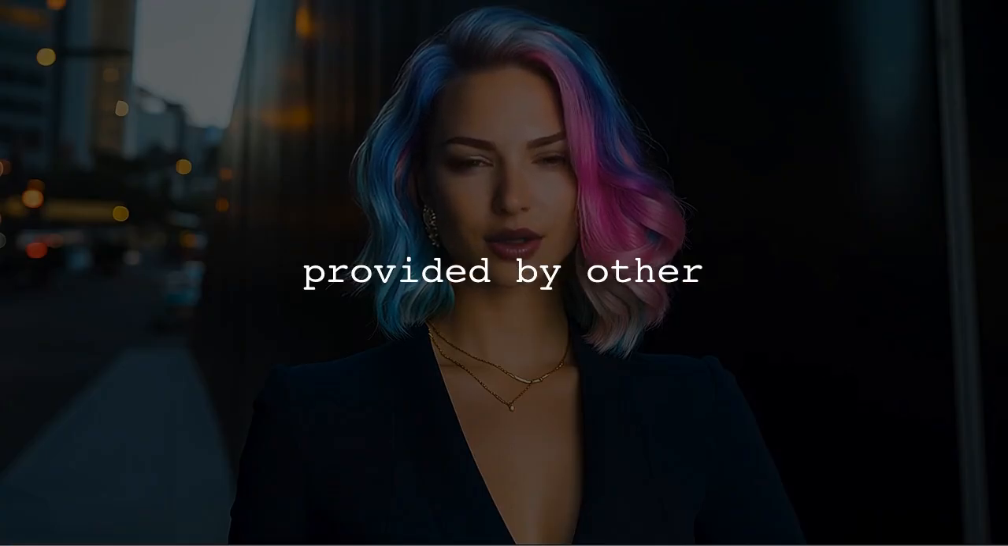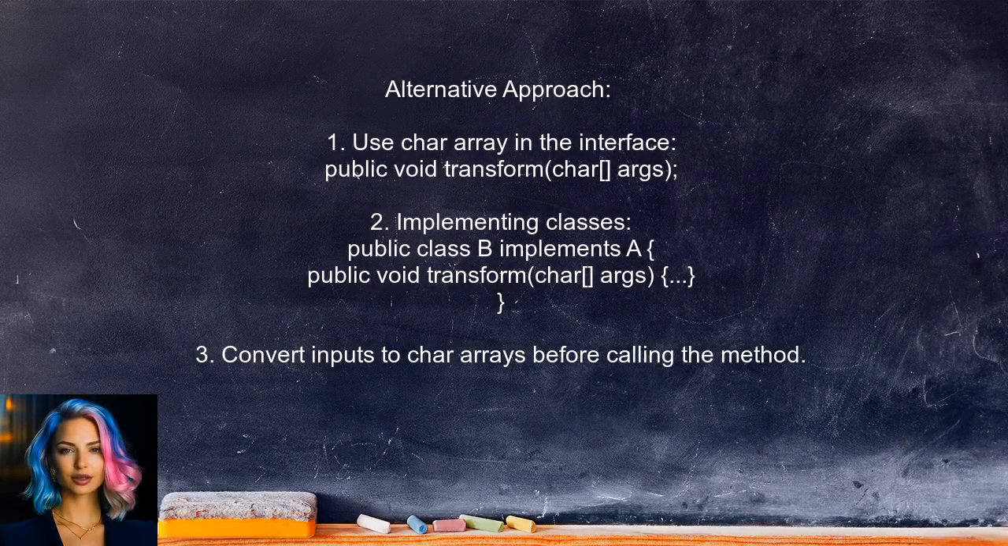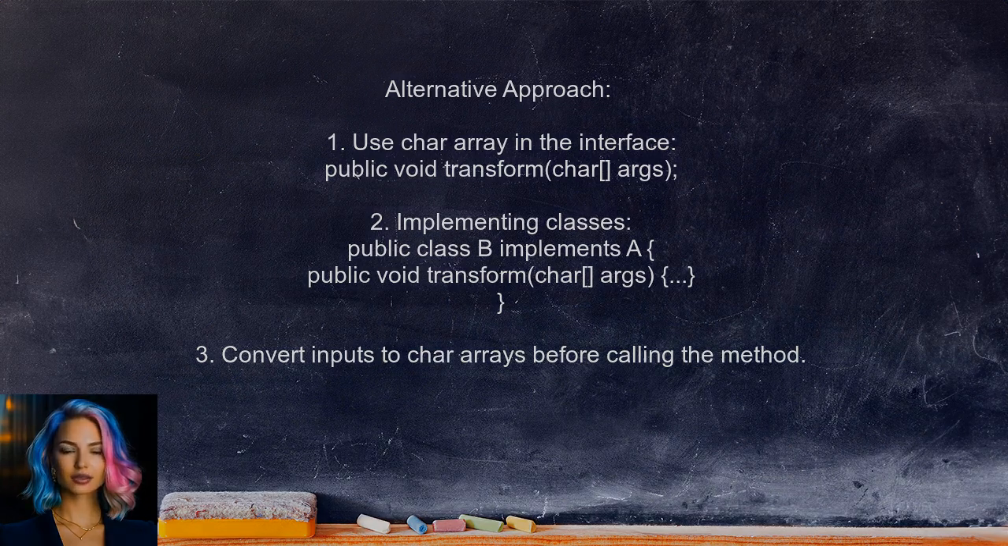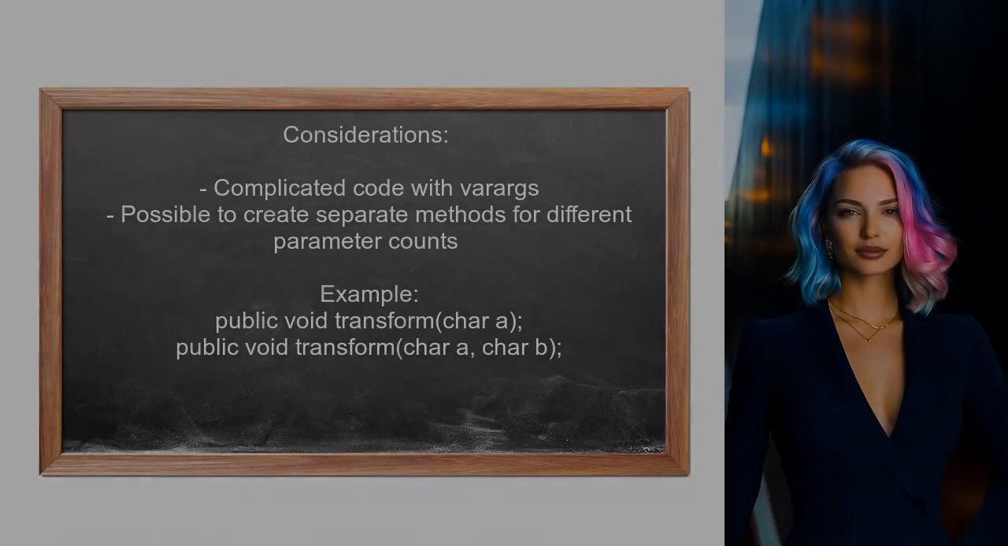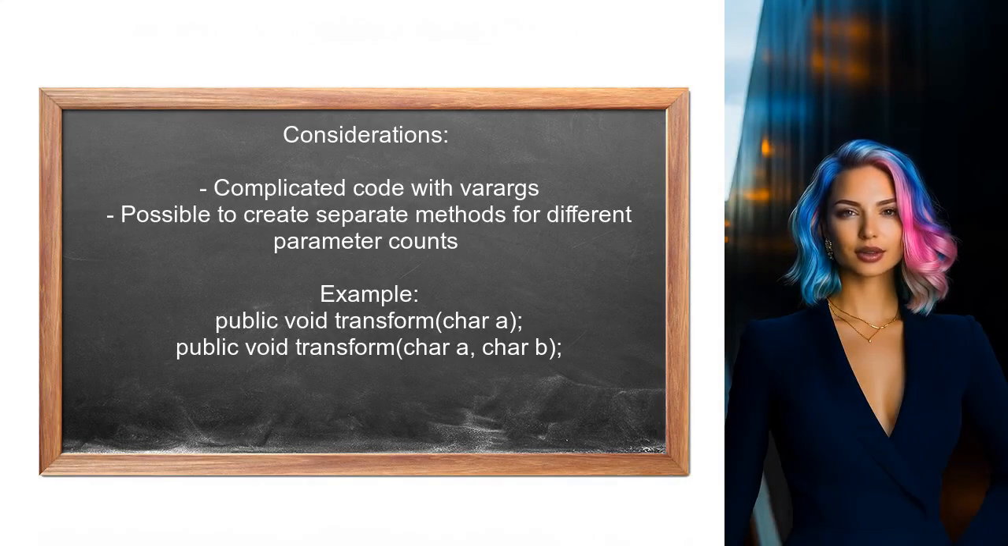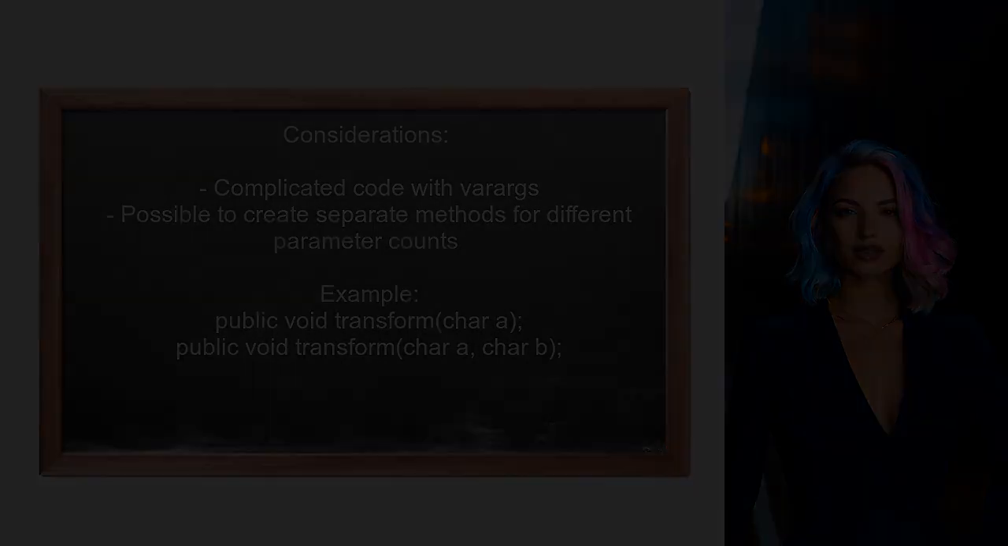Now, let's look at the answers provided by other users. This user suggests that if your interface method uses varargs, all implementing classes must do the same. They propose a solution where the transform method accepts a char array instead of varargs. This way, you can convert your inputs to char arrays before calling the method. The user also notes that while this solution works, it can lead to complicated code. They suggest that it might be simpler to create separate methods for different parameter counts instead of relying on varargs.